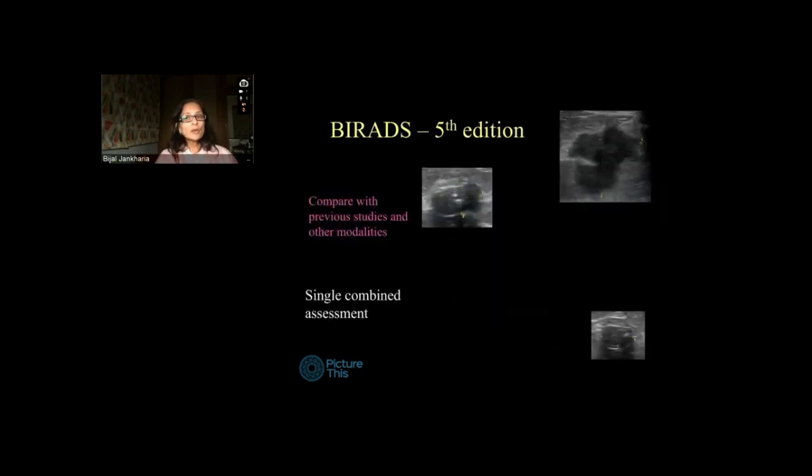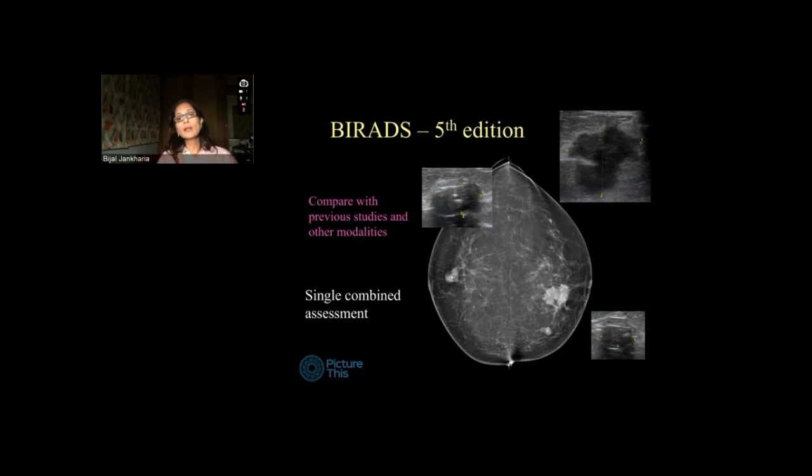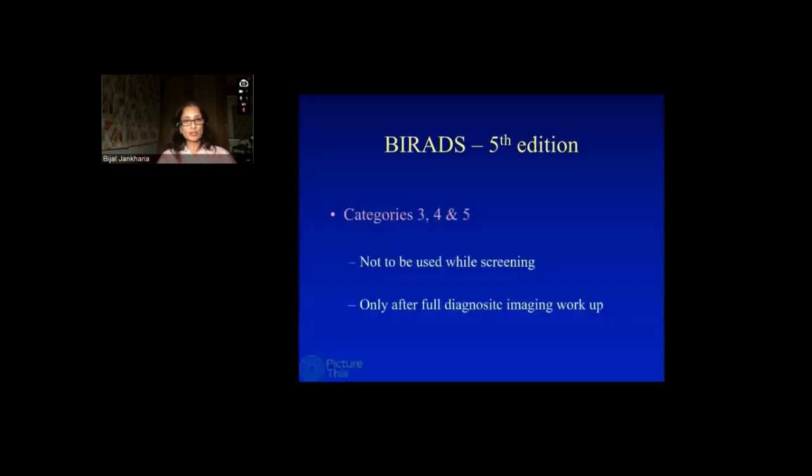The 5th edition also tells us to compare with previous studies, compare with other modalities, and then give a single combined assessment. We are not going to say BI-RADS 2 here, BI-RADS 2 in the left breast. We are going to talk about BI-RADS category 4C in the left breast, which is the final category of the patient. 3, 4 and 5 cannot be used for screening, only after a full diagnostic workup.